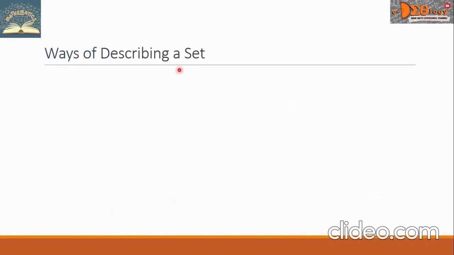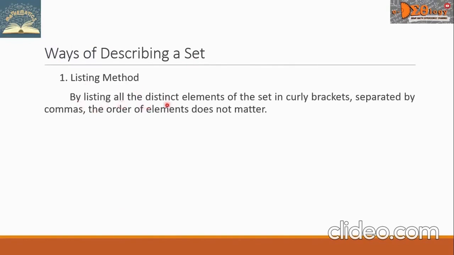There are ways of describing a set. The first is the listing method. By listing all the distinct elements of the set in curly brackets separated by commas, the order of elements does not matter. Here we have two examples of a set by listing method. Set A has elements 1, 3, 5, and 7. Set B has the elements a, b, and c.